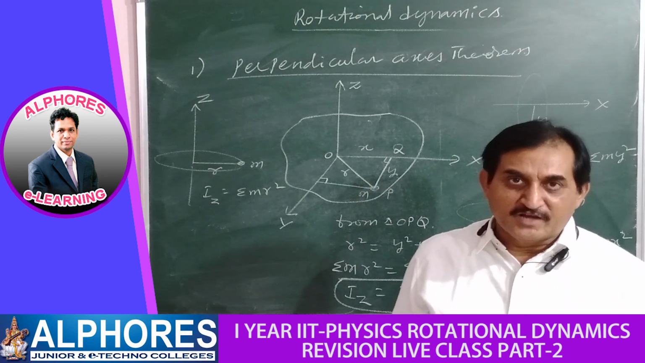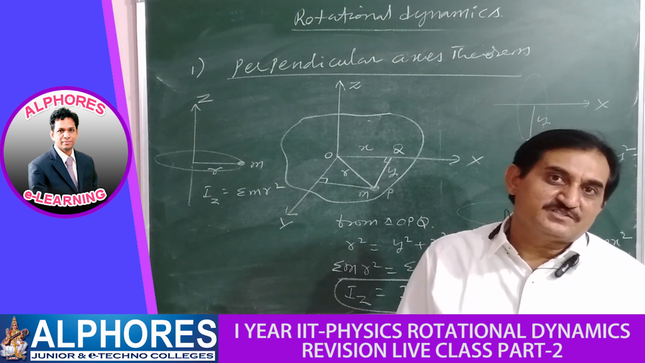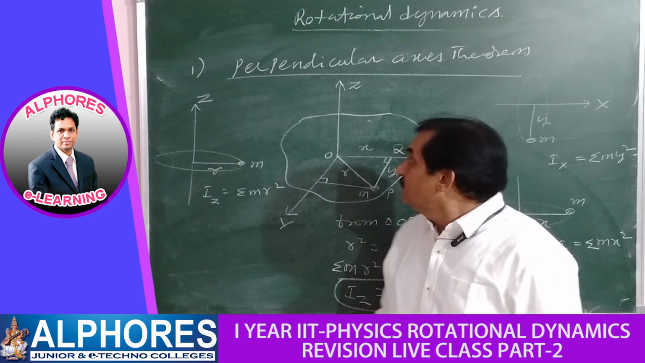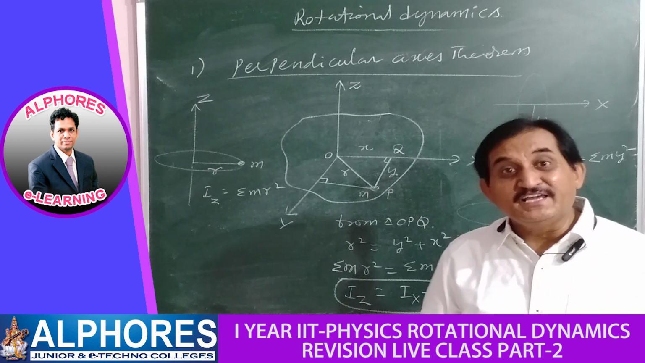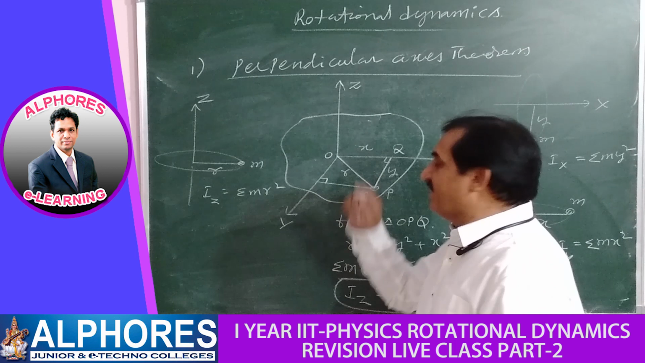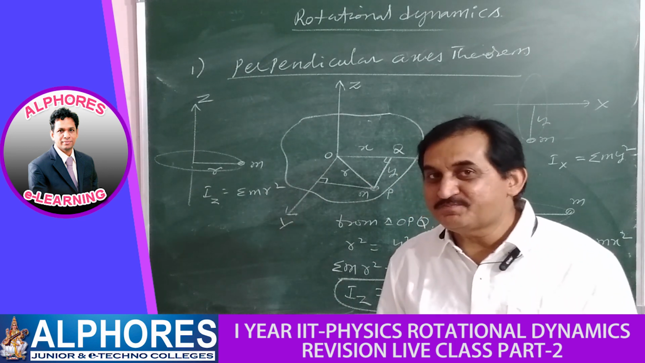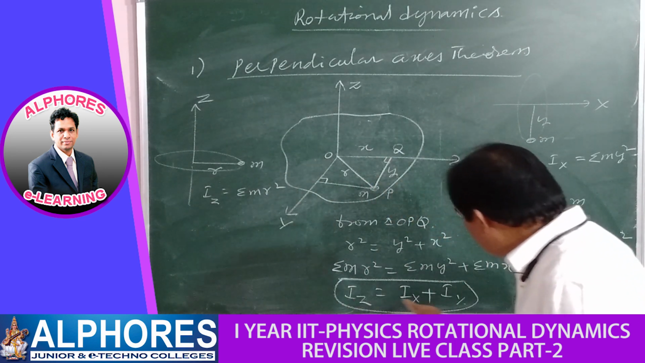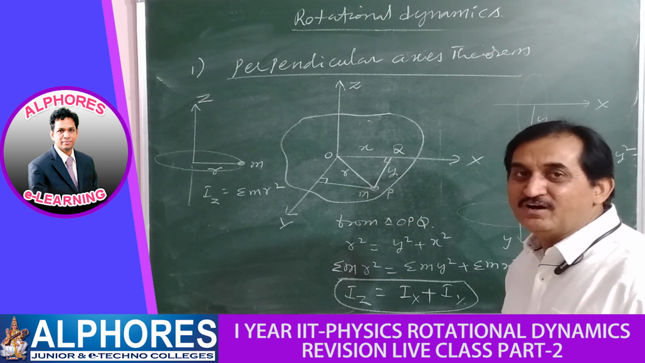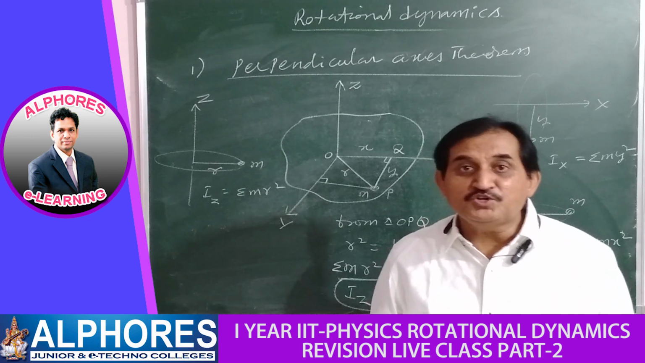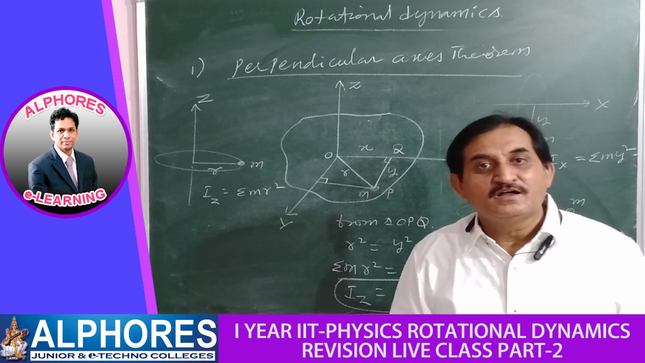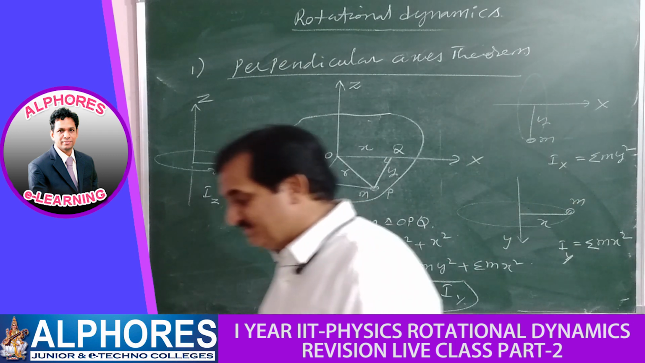Now I would like to give the statement of the perpendicular axis theorem. What is the statement? The moment of inertia of a plane lamina about an axis passing through a point perpendicular to its plane is equal to the sum of the moments of inertia of the plane lamina about two mutually perpendicular axes in the plane of the lamina and passing through the same point.